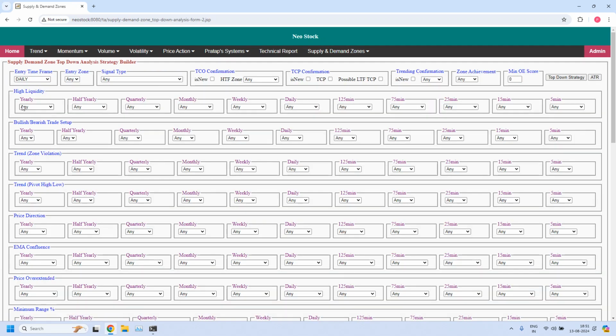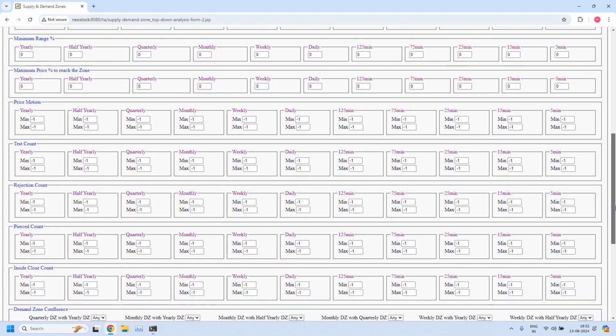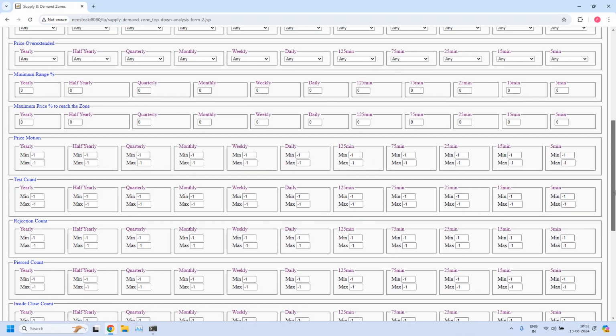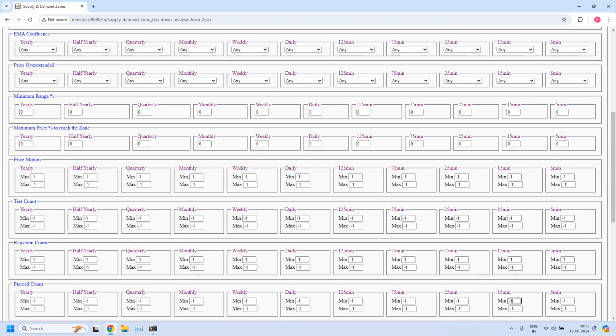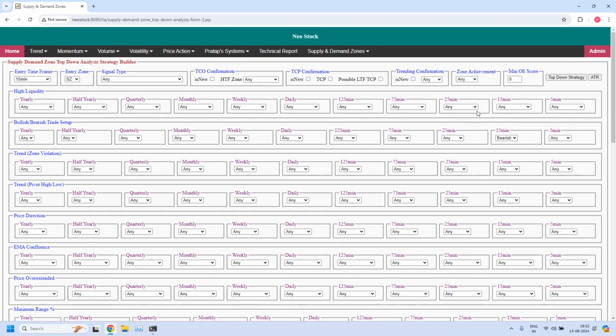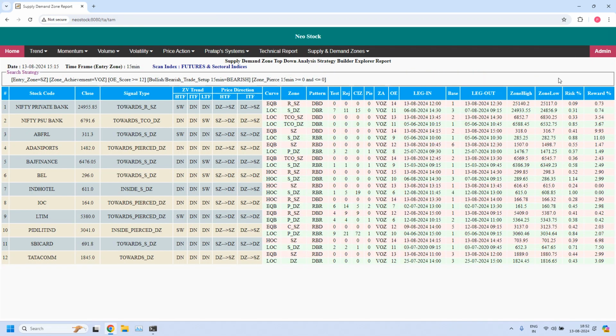The next report, bearish trade setup for daily income trade. So entry time frame is 15 minutes, entry zone is supply zone, and in bullish or bearish trade setup, 15 minutes entry time frame, I am selecting the value bearish. And this 15 minutes zone should not be pierced, 15 minutes supply zones. So that's why in the pierced count, in 15 minutes time frame, minimum value I am setting 0, maximum value I am setting 0. Zone achievement is violated opposing zone, minimum order enhancer score is 12. All the 3 filters are applied to 15 minutes supply zone. Now let's filter the stocks. 12 stocks are currently supporting bearish trade setup for daily income trade.